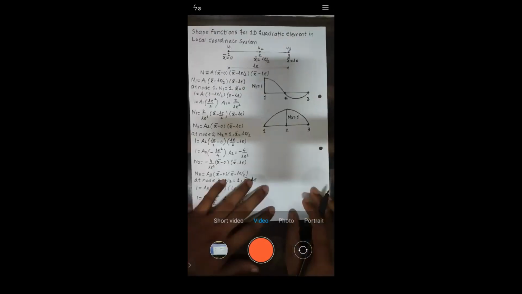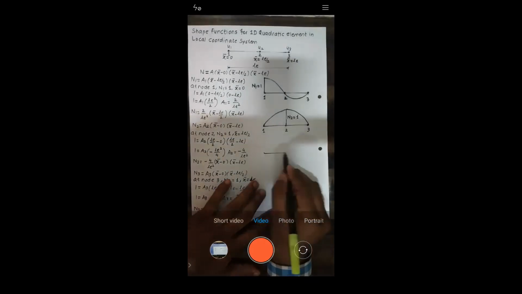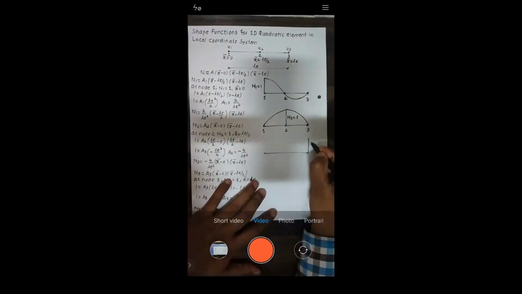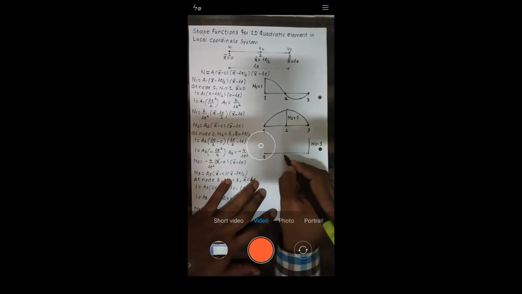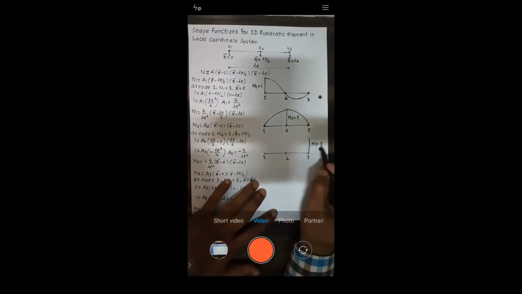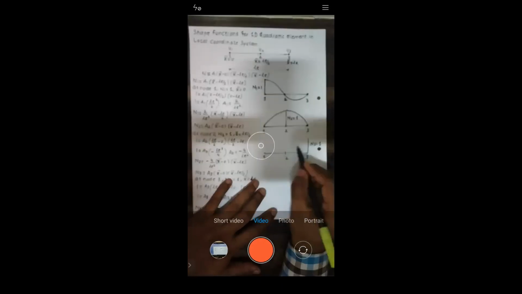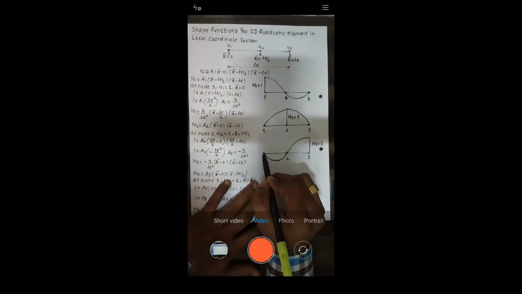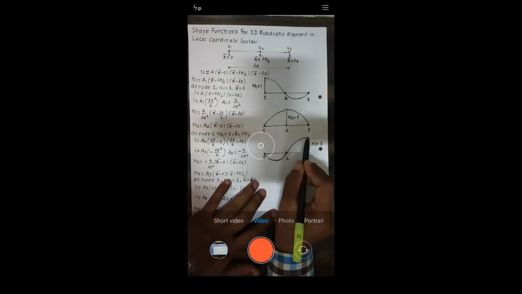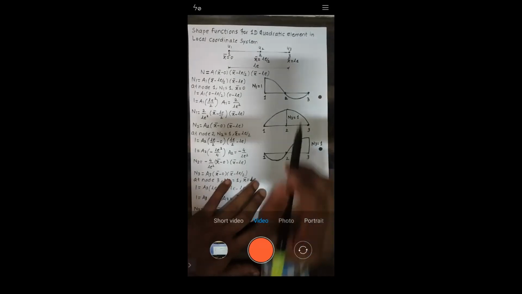Can we have a similar graph for node 3? Here N3 is equal to 1, right? This is node 1, this is node 2, this is node 3. Here N3 is equal to 1. What about the rest of the nodes? It is 0. This is 0, this is 0, here it is 1. Similarly, here this is 0, this is 0, at this node it is 1. Is it okay or not? Let me know.